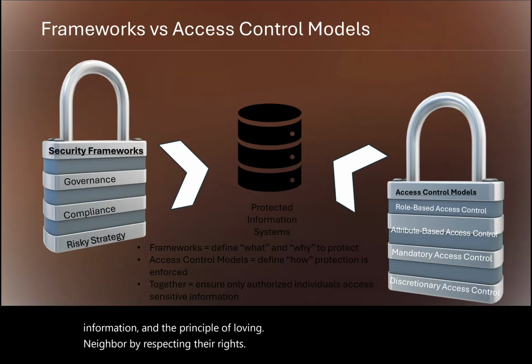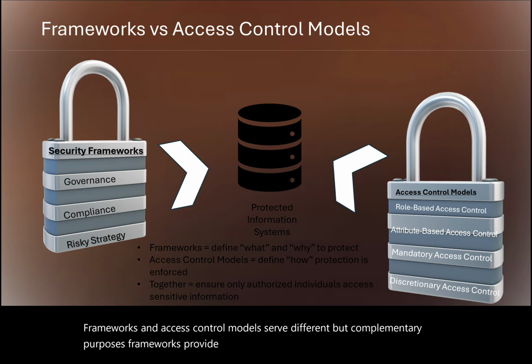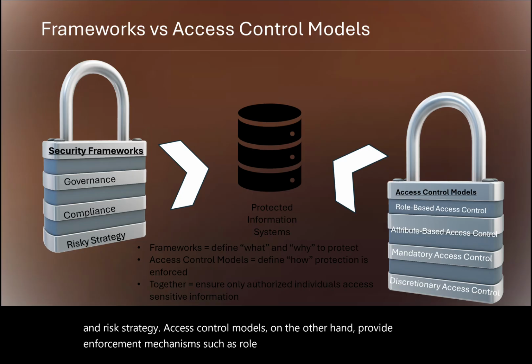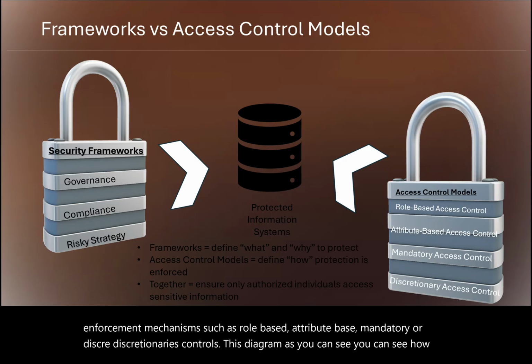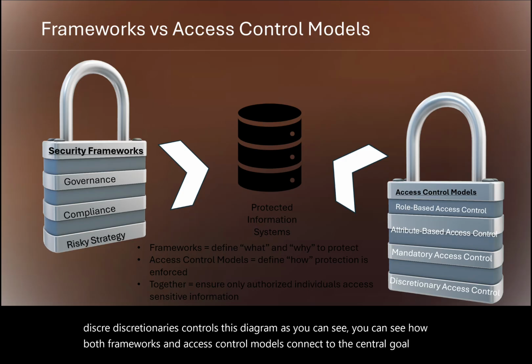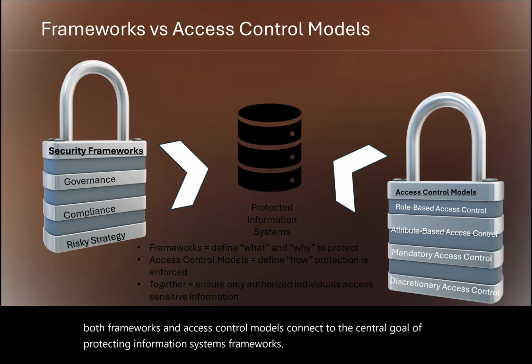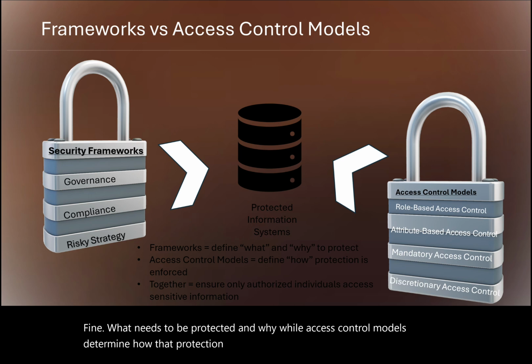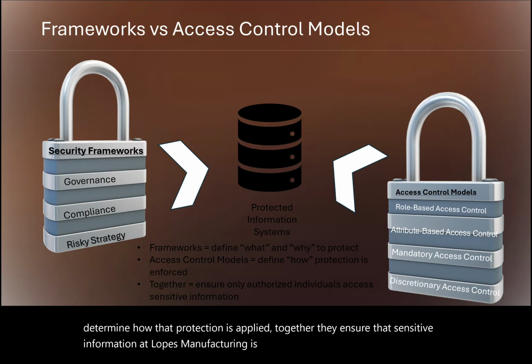Frameworks and access control models serve different but complementary purposes. Frameworks provide the overall governance, compliance structure, and risk strategy. Access control models, on the other hand, provide enforcement mechanisms such as role-based, attribute-based, mandatory, or discretionary controls. In this diagram, you can see how both frameworks and access control models connect to the central goal of protecting information systems. Frameworks define what needs to be protected and why, while access control models determine how that protection is applied. Together, they ensure that sensitive information at Lopes Manufacturing is only accessed by properly cleared and authorized personnel.